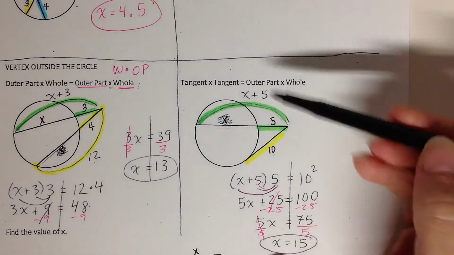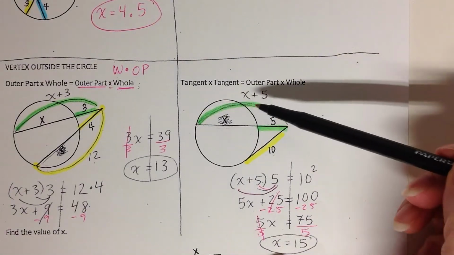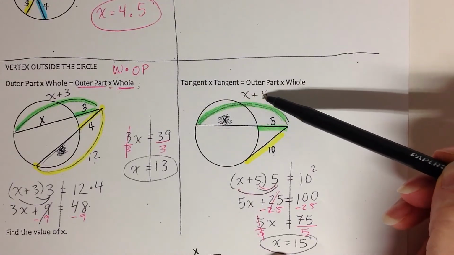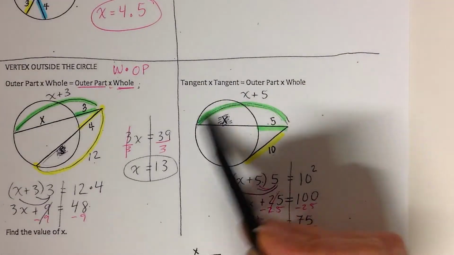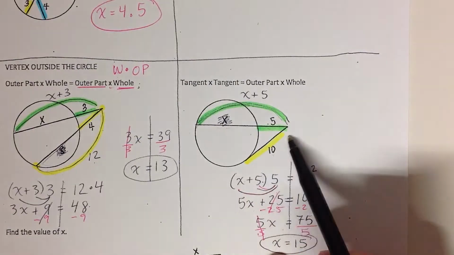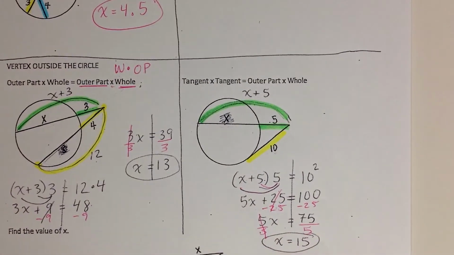Again, I come up here and check: 15 plus 5 is going to be 20. 20 times 5 is 100, and 10 squared is 100. So I feel good about my answer.